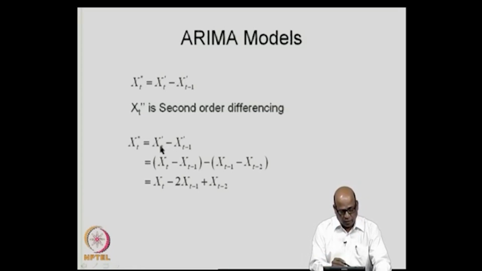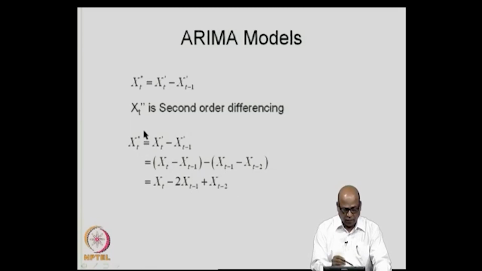If you write it in long form, what is x dash t? x dash t is x t minus x t minus 1. This is the first order differencing on x t, and minus x dash t minus 1 is the first order differencing on x t minus 1, which is x t minus 1 minus x t minus 2. You are taking the first order differencing on x t minus 1, which means this would be x t minus 2 x t minus 1 plus x t minus 2.